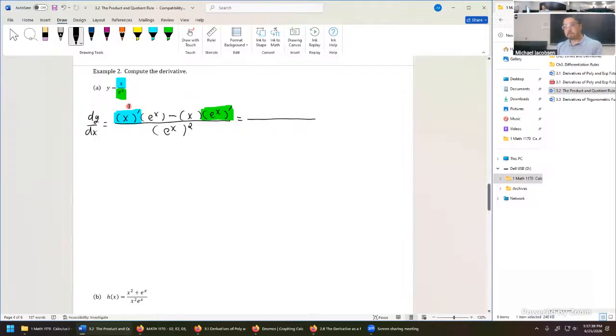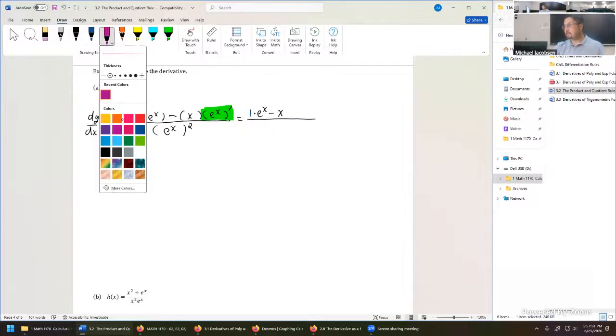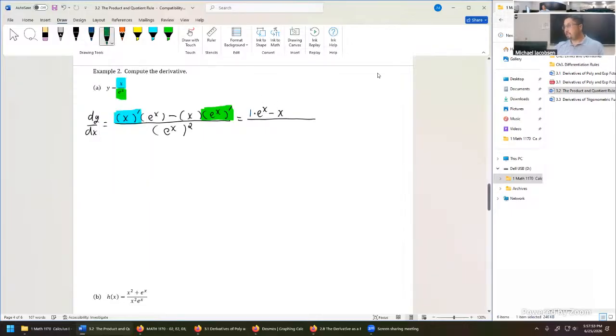Going left to right, this is a nice derivative. Derivative of just a variable x is always a 1. So we throw in a 1, and that one's done. Multiplies e to the x minus x. The next derivative to take is the derivative of e to the x, but that's the other nice one. Derivative of e to the x is itself, so it just goes down below.